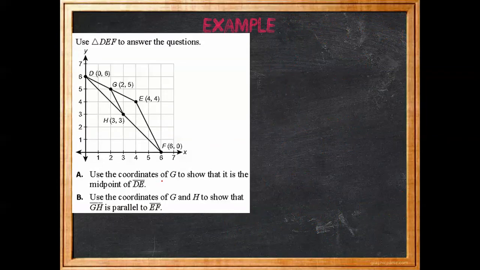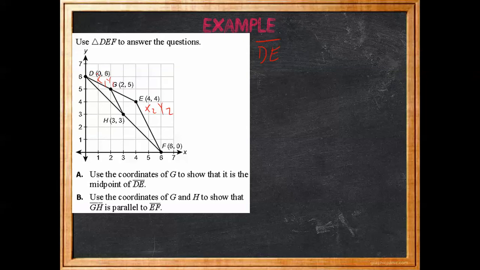For this one, we want to use the coordinates of G to show that it is a midpoint of DE. Okay, so G is (2, 5). All we're going to do is use the midpoint formula with DE, and then we're going to make sure that it equals (2, 5).